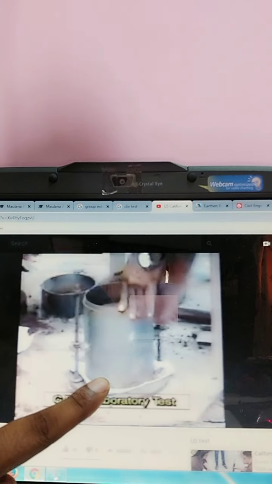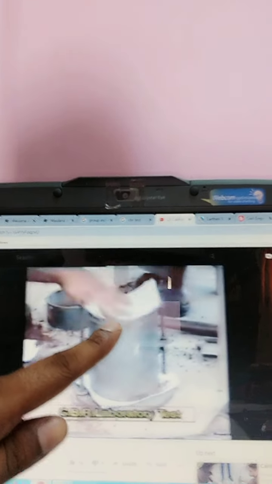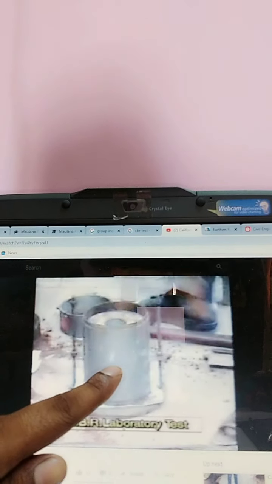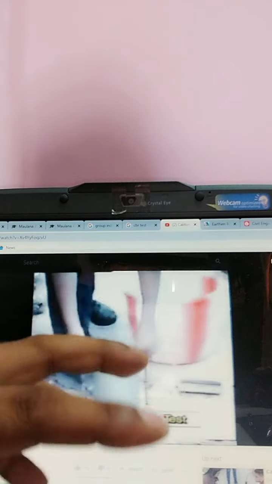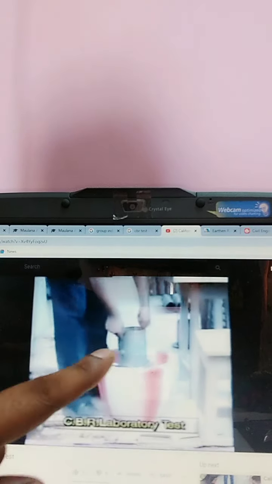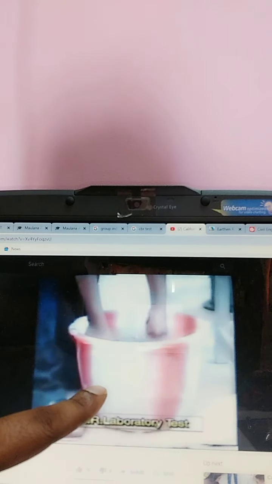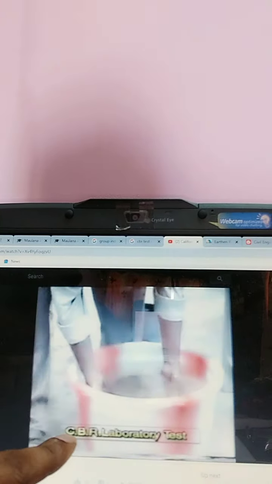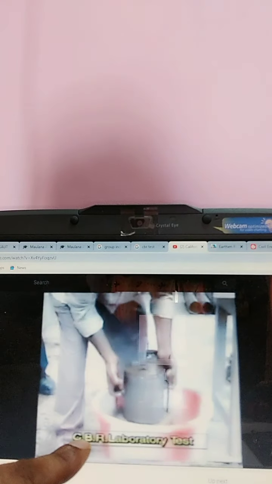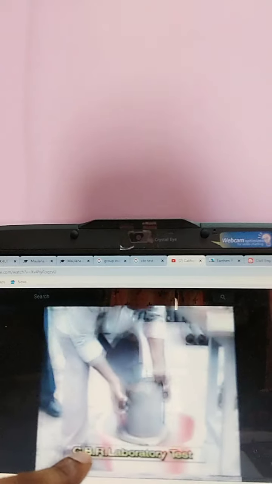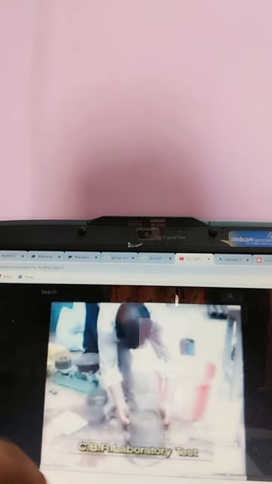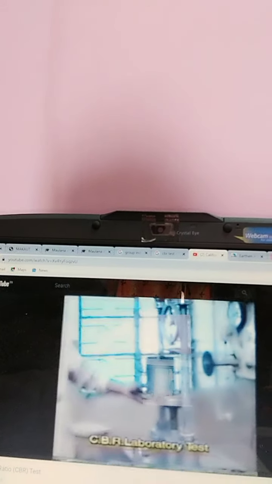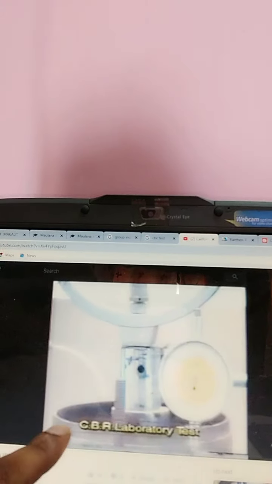Then the mold is reversed and there is a gap. You can see they are applying a filter paper here, and over the filter paper they have fixed a load and they are soaking it in water. This soaking has to be done for 24 hours. This type of CBR test is called soaked CBR, so that you can take the effect of water on the soil. If you want to do the test without water, you can do that. That test will be known as unsoaked CBR.